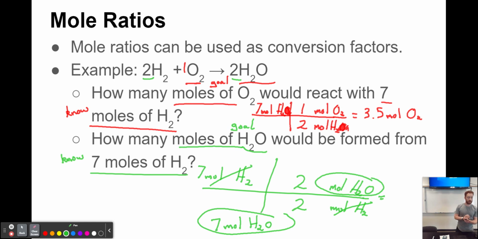How many moles of H2O would be formed from 7 moles of H2? 7. That's the answer. So I hope that makes sense. This is a very small introduction to the way that we're going to use this. Really, mole ratios are extremely simple. They are maybe the easiest conversion factors to just grab and use. What makes them complex is when we start combining them with the other conversion factors. But that's a topic for another time.